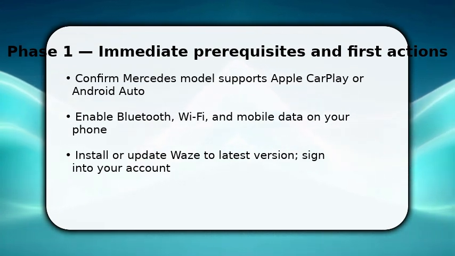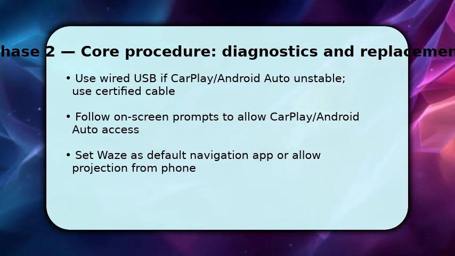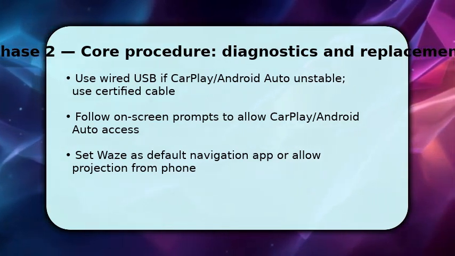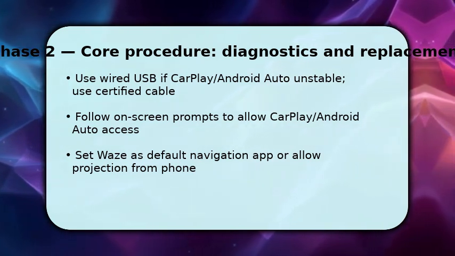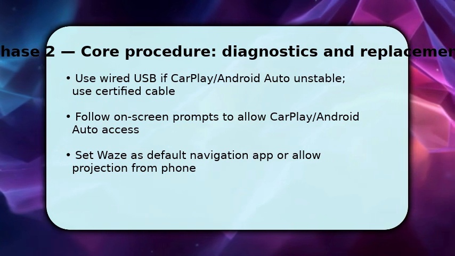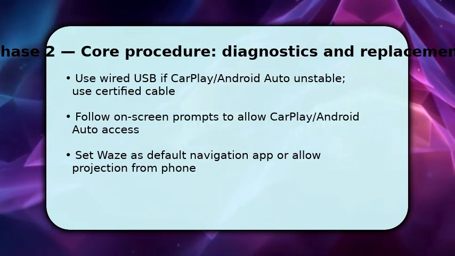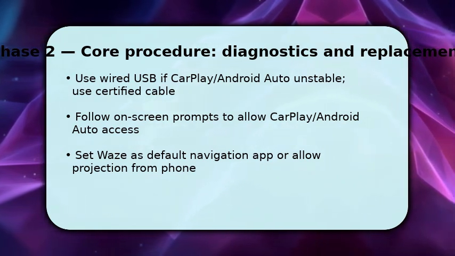You now connect. Plug a certified USB cable into the car's port for the most reliable CarPlay or Android Auto session, or choose wireless pairing if your model supports it. On your phone, accept the prompt that allows CarPlay or Android Auto to run. On the car screen, accept permissions too. Once mirrored, open Waze from the car display.